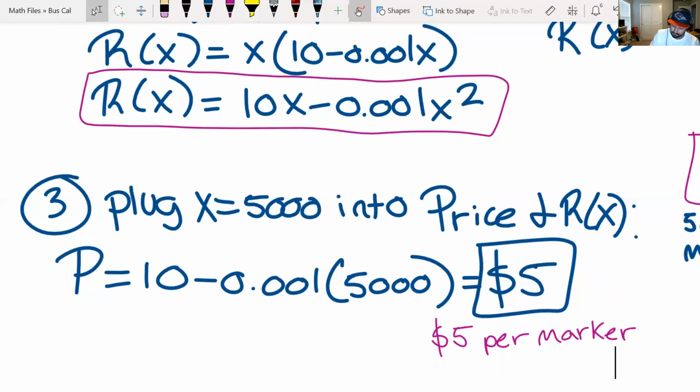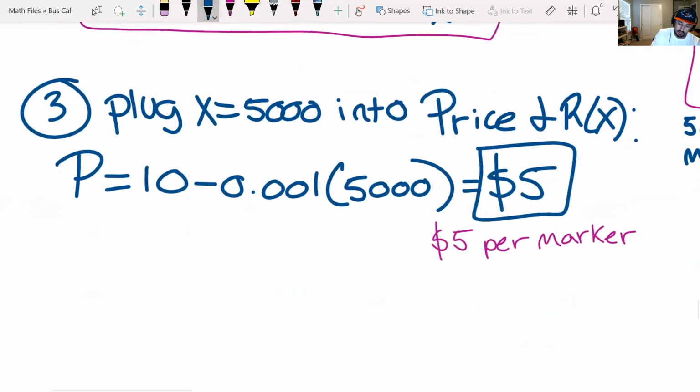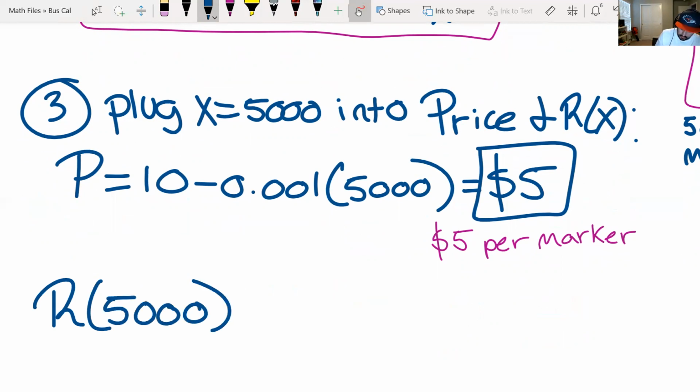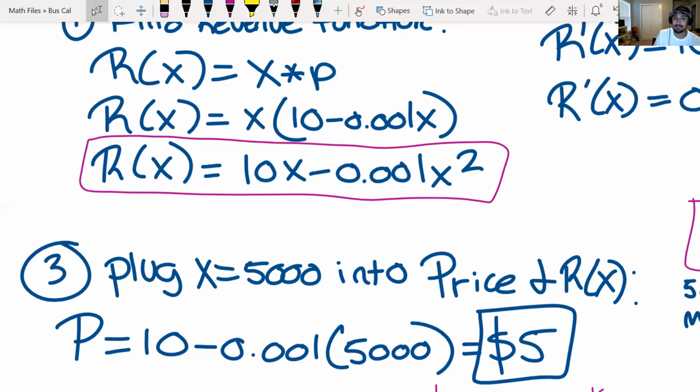Okay. Then take 5,000 and plug it into the revenue function. So I'm taking this 5,000 and I'm plugging it into the revenue function above.